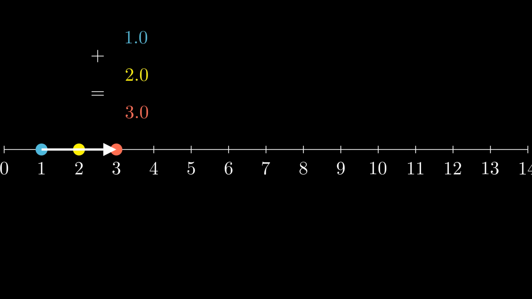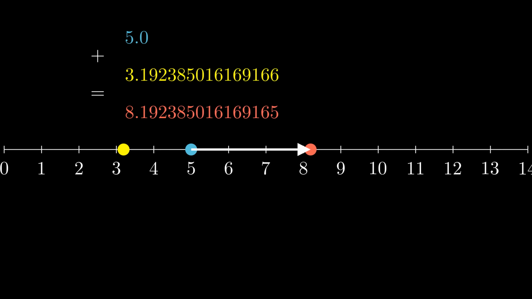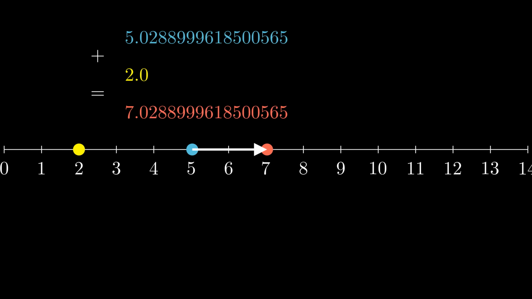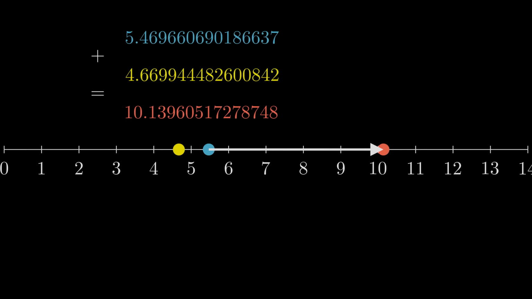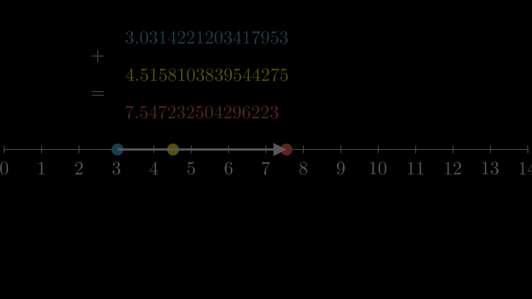I'll give you a second to take it all in, because now it's time for me to move around a bit. So if we move these points around, there is one really interesting thing we can see. The arrow attached to the ball always points to the right, never to the left. So what do we do now? Well, nothing.